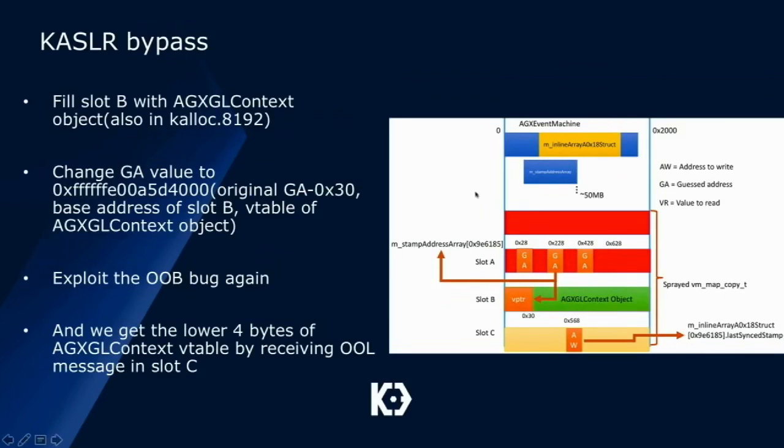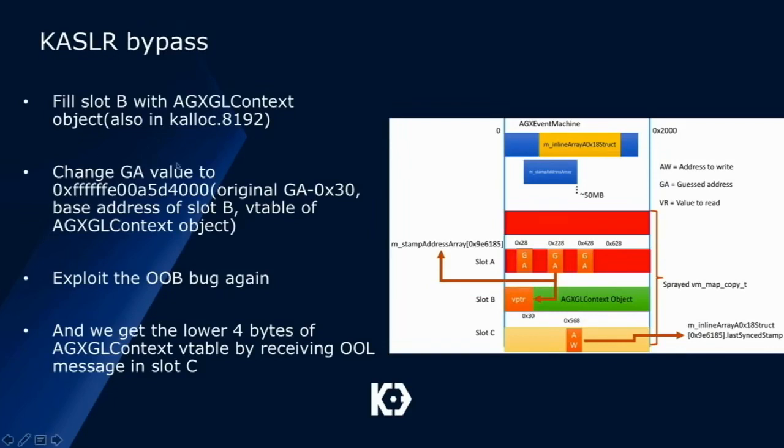We do it by filling slot B with an AGXGLContext object. And that object is in kalloc.8192. So it's very good. You can free slot B and fill in at the same address.